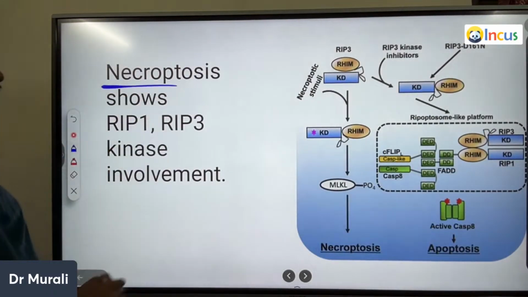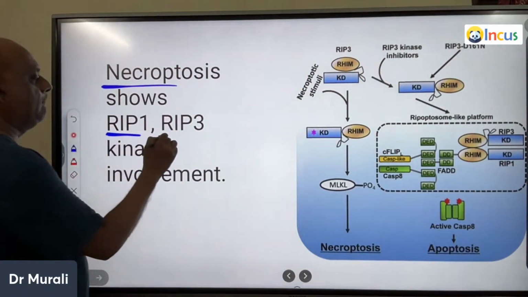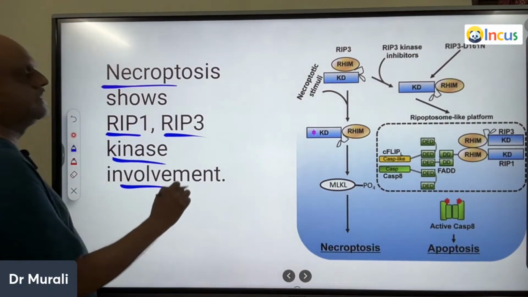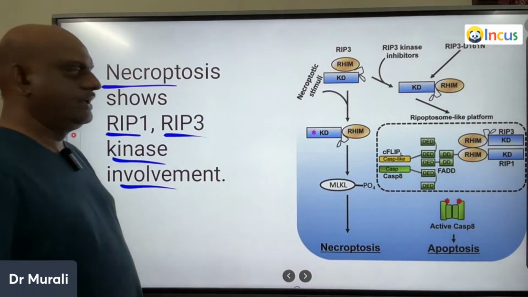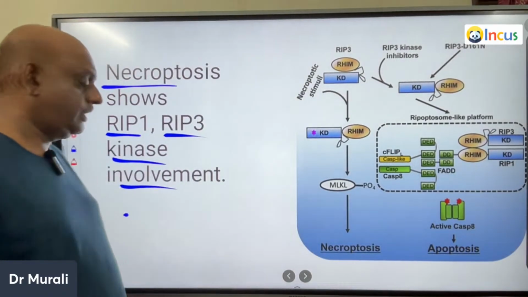Then there is something called necroptosis. Necroptosis, RIP1 and RIP3 kinase are the two things you need to remember. Very important in necroptosis is what you should remember.